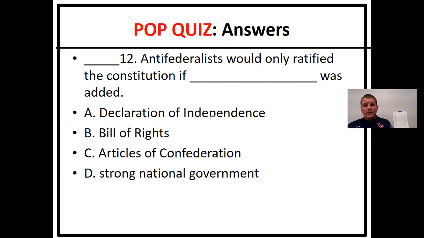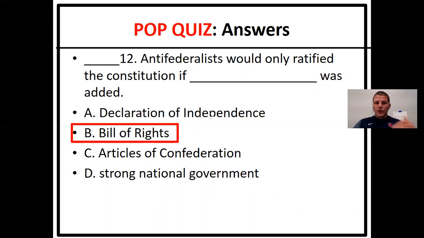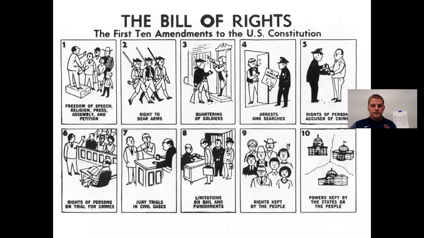Anti-Federalists, on the other hand, would only ratify the Constitution if this was added. They wanted to ensure that individual rights were protected, and that is the first 10 amendments to the Constitution known as the Bill of Rights. Now, these are your Bill of Rights. These are things that they felt needed to be protected. Again, very similar to the English Bill of Rights.